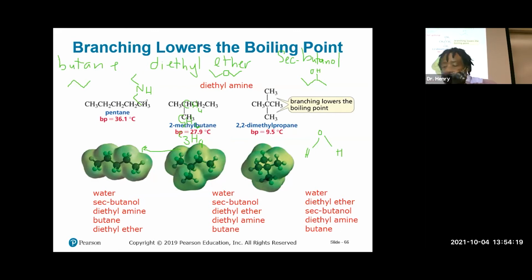So tell me, what type of forces are going to be interacting with water? Hydrogen bond. So you all said water was number one. Okay. What about butanol? It has one hydrogen bond and London forces. Okay. London dispersion forces. Okay. What about the ether? Dipole, dipole. Okay. And then London forces, right?